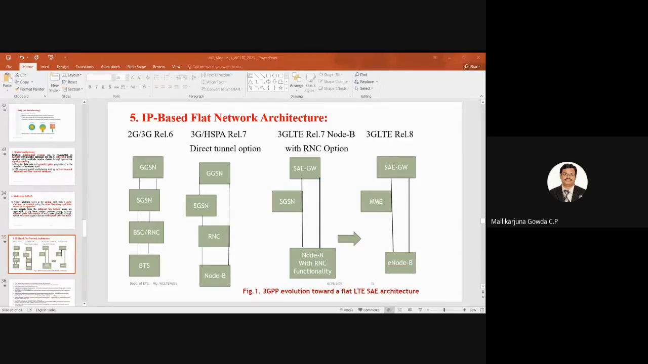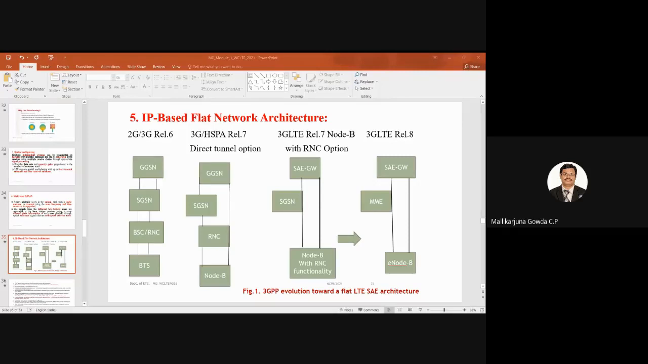Fine. Then spatial multiplexing can improve the system capacity, right? So these things are used in downlink only. Only the multi-user MIMO is used for uplink. Fine. So let us take up the next one.